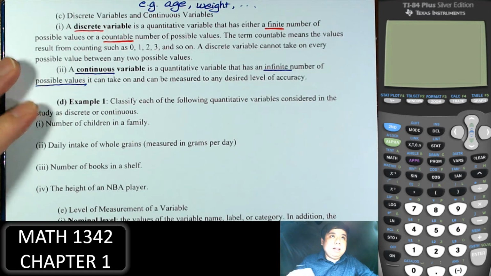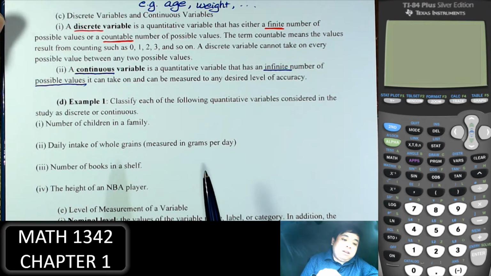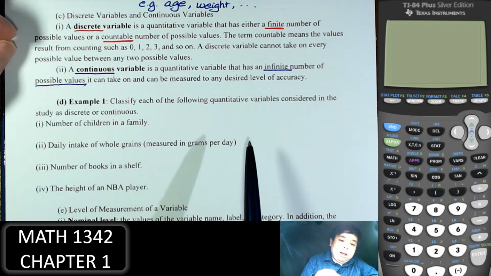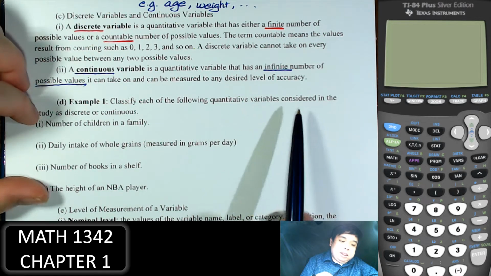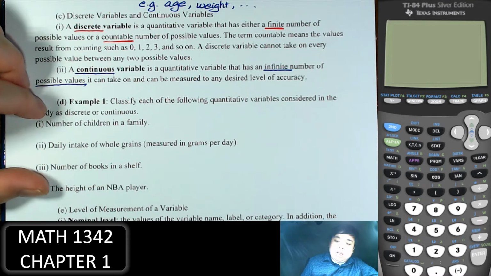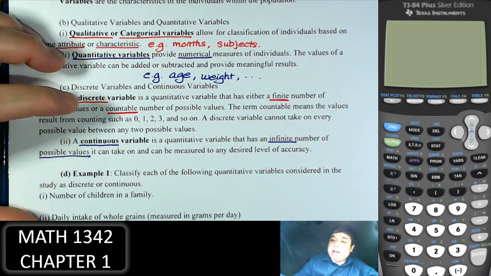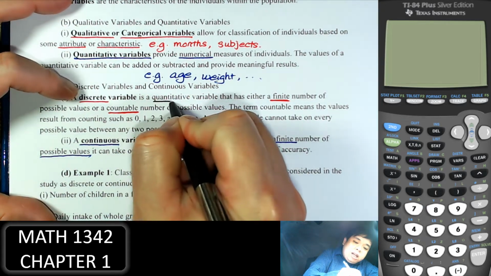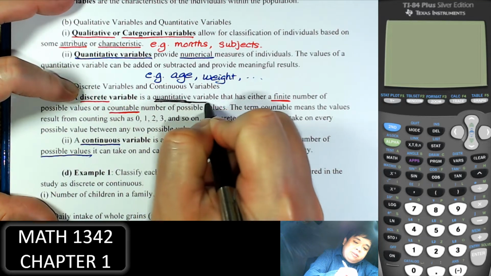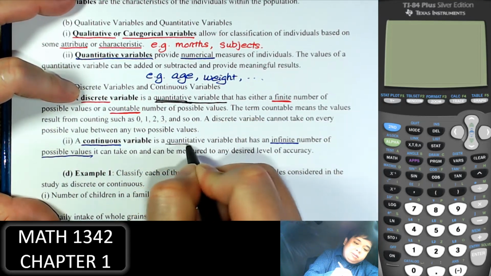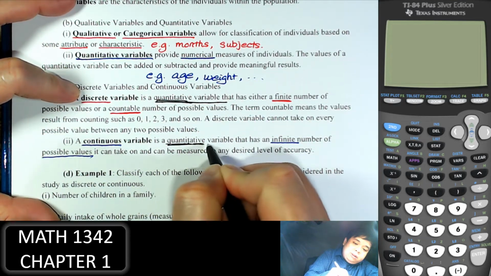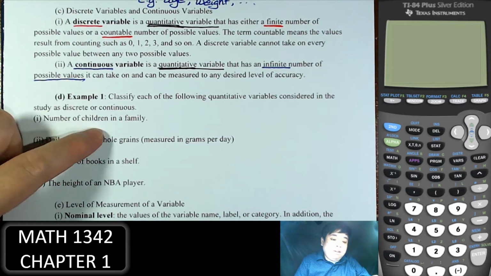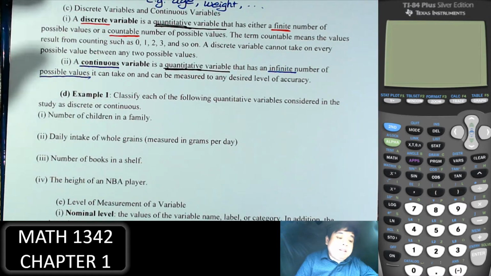Right. Let's look at this example. Classify each of the following quantitative variables as discrete or continuous. One thing to note is that discrete or continuous applies only to quantitative variables. Alright, so let's look at these quantitative variables and determine if each is discrete or continuous.